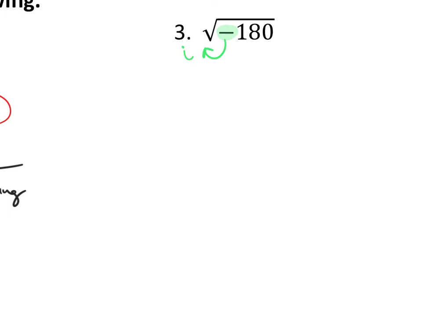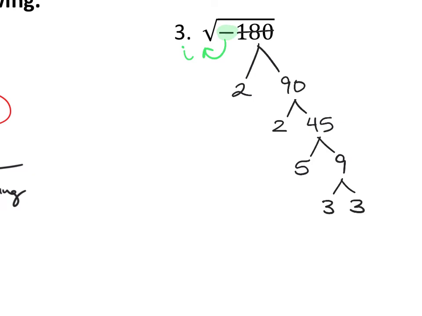I'm going to personally break this down as 2 times 90. If you pick something else, don't erase. It's probably fine. I'm going to break this down as 2 times 45. I'm going to break this down as 5 times 9. And I'm going to break 9 down as 3 times 3. Do you see that? I went down the line as many times as I could until I have what are called prime numbers left. It's called the prime factorization of this number. What am I circling? Pairs or singles?